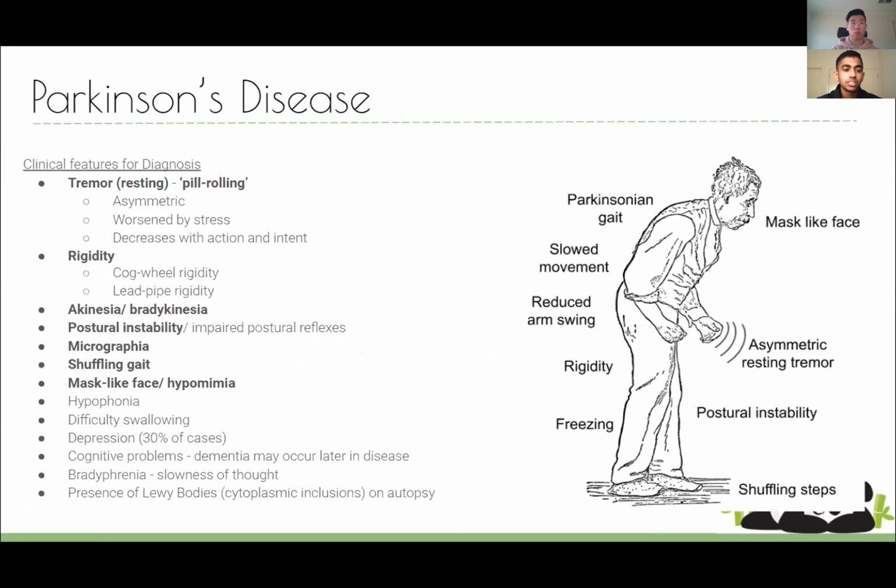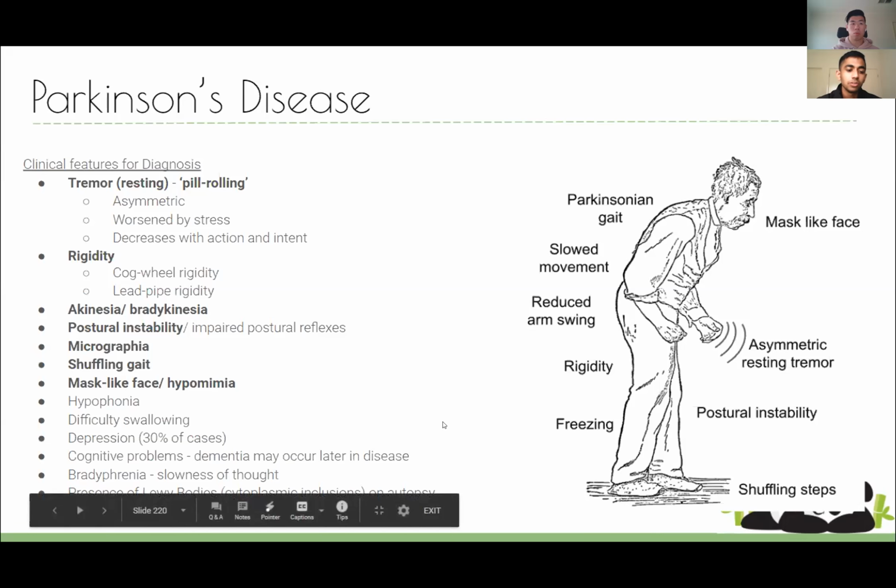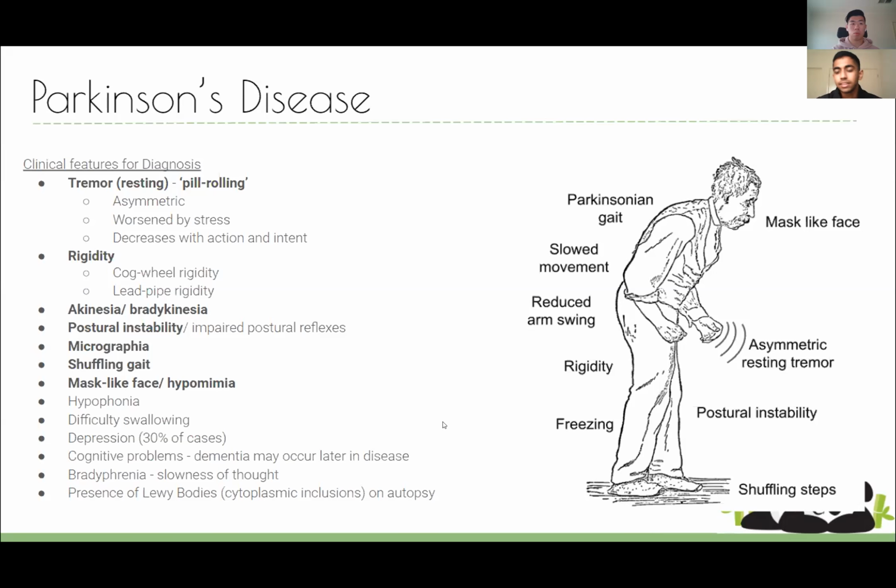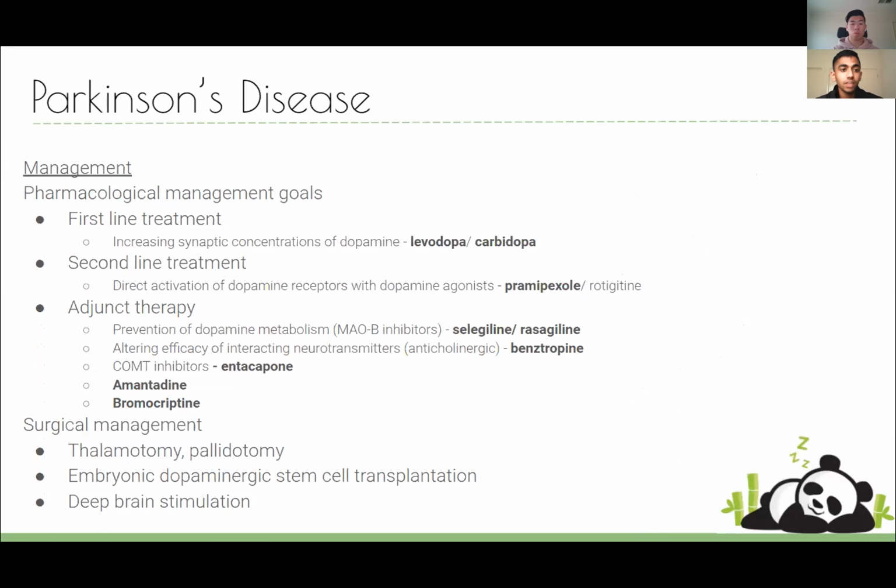All right, so these are the clinical features I talked about. That pill rolling tremor, rigidity, so cogwheel or lead pipe, that's what you look for in your neuro exam. Akinesia, bradykinesia, postural instability, micrographia, so their writing becomes smaller. They have a shuffling gait, hypomimia, so their facial expressions are reduced, their voice is reduced, and then they get cognitive features, which a lot of people don't really notice, but that's a big thing in Parkinson's as well. It's very common.